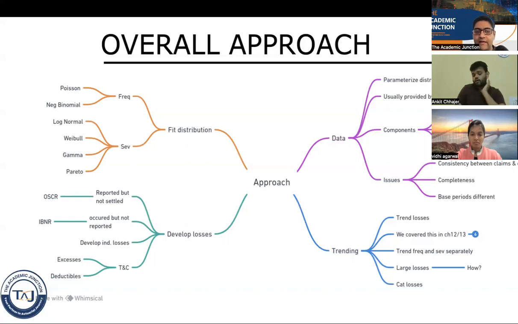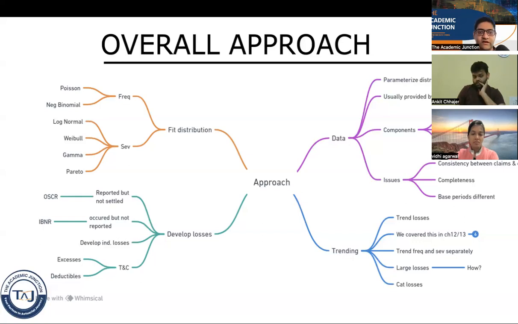Similarly, CAT losses can be ignored completely if there are very few and far between, or more often than not, there is generally a CAT model that each insurer has, which then gets converted to a CAT loading. So if you have a CAT loading, you will not have to account for CAT in your frequency severity model, right? You'll remove the CAT losses from there, and then you'll add the CAT loading separately.